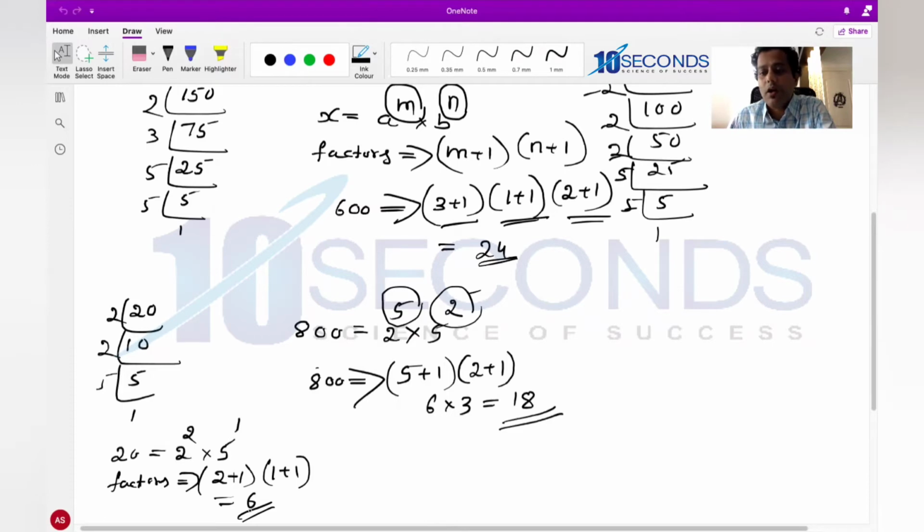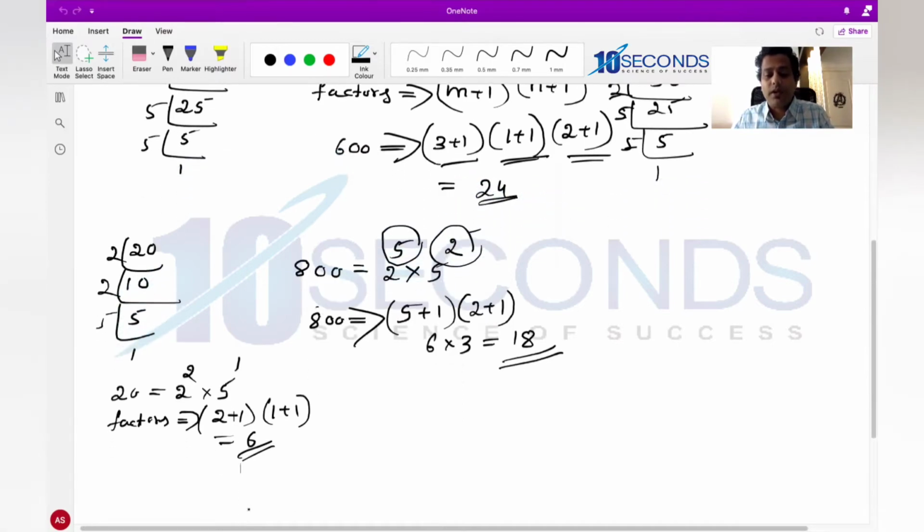This applies to all numbers. Any number you take, the first thing you need to do is divide by prime numbers only. And once you have it in the form a power m into b power n, the number of factors is always m plus 1 into n plus 1. This is how we have to find factors.